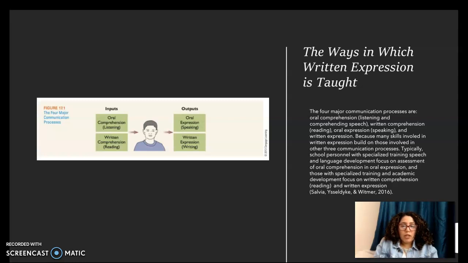The four major communication processes are oral comprehension, which is listening and comprehending speech; written comprehension, which is reading; oral expression, which is speaking; and written expression. Because many skills involved in written expression build on those involved in the other three communication processes, typically school personnel with specialized training in speech and language development focus on assessment of oral comprehension and oral expression, and those with specialized training in academic development focus on written comprehension, which is reading, and written expression.